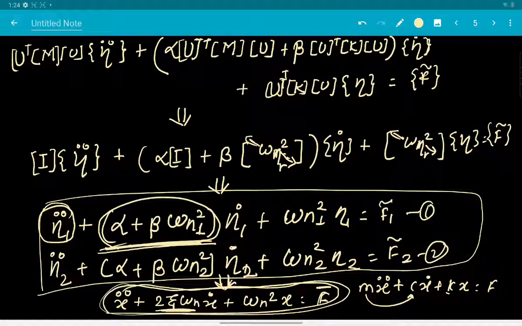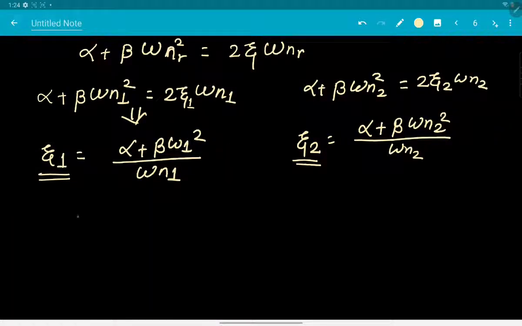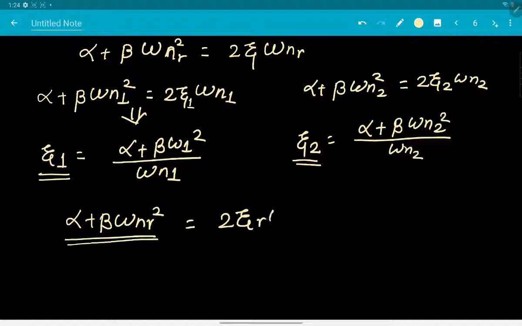So we said that whatever is pre-multiplying over here, we'll be calling it modal mass, right? So this term is modal mass, this term we said is modal stiffness. So obviously this term has to represent modal damping. This entire stuff, that is alpha plus beta times omega nr square, represents modal damping, which is equal to 2 xi r omega nr. And what is the modal damping ratio? That is equal to xi r, right?